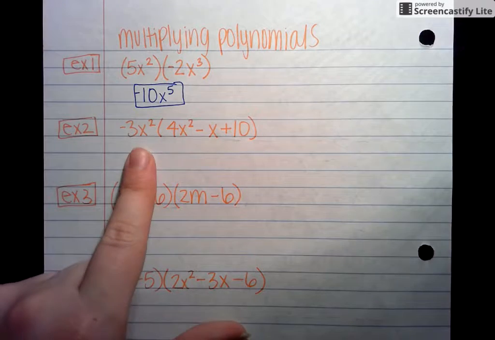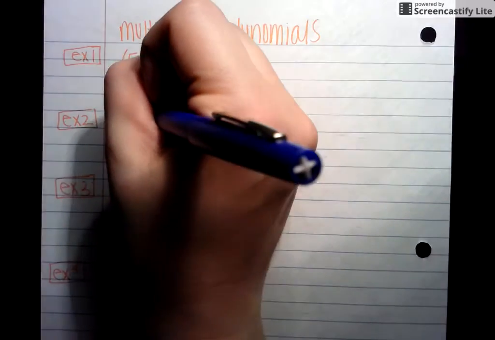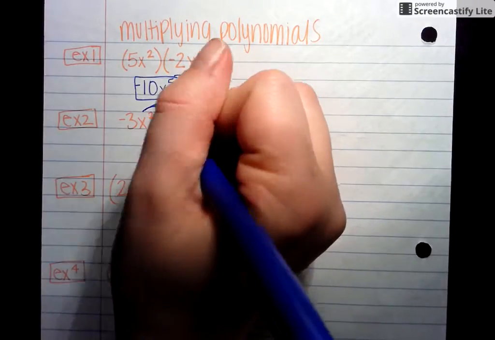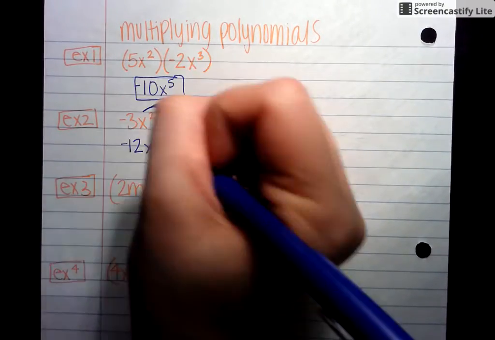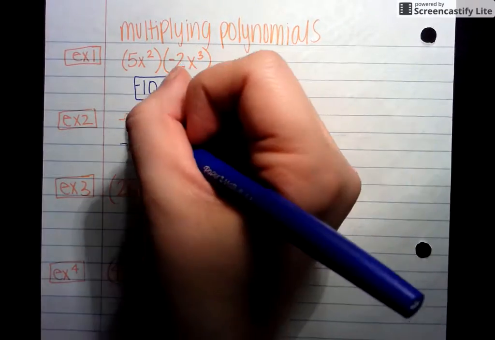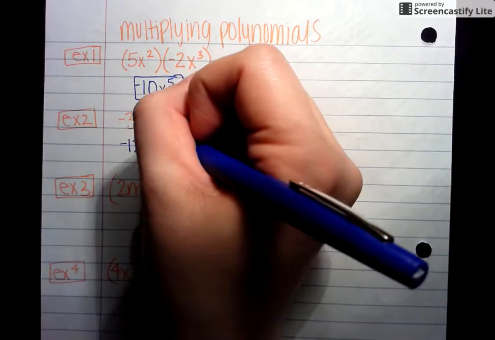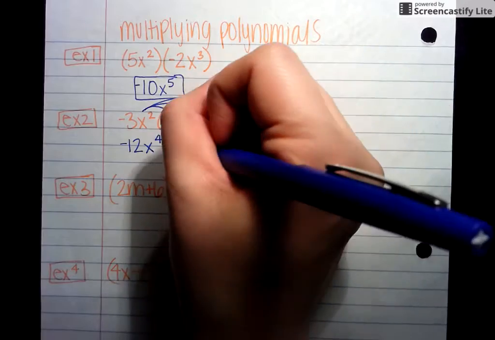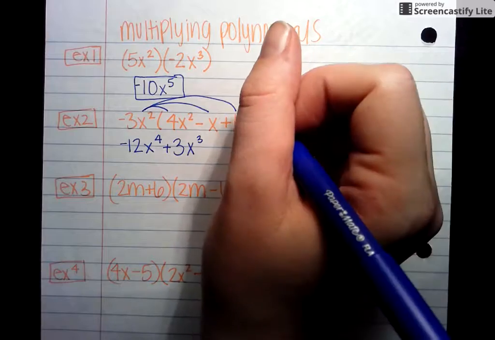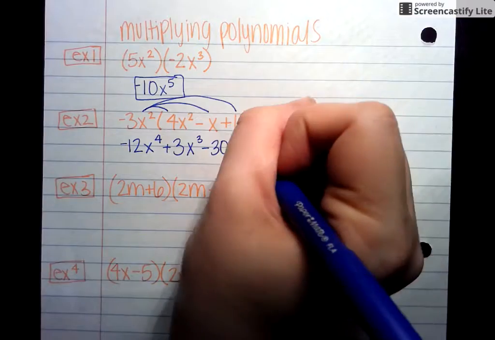Now this one, you have a monomial times a trinomial, so you're going to distribute the monomial to all of the terms in the trinomial. So -3 times 4, which is -12. You're going to keep the base and add the exponent, so it's going to be -12x to the 4th. Then -3 times a -1, which is a +3. And then you have an exponent of 2 and an exponent of 1, so you're going to make it x to the 3rd. And then you have a -3 times a +10, which is going to be a -30, and then x squared.